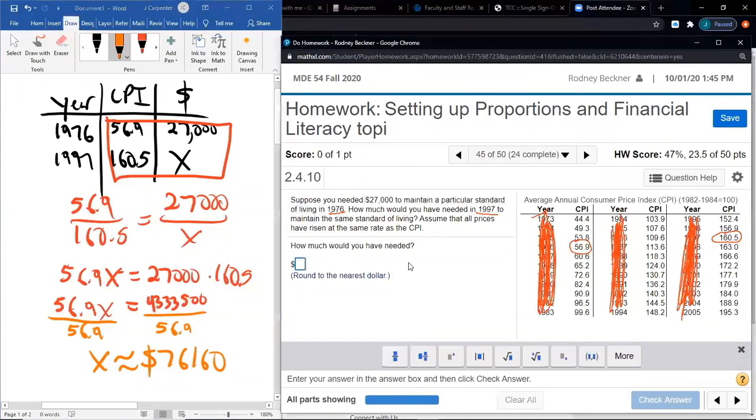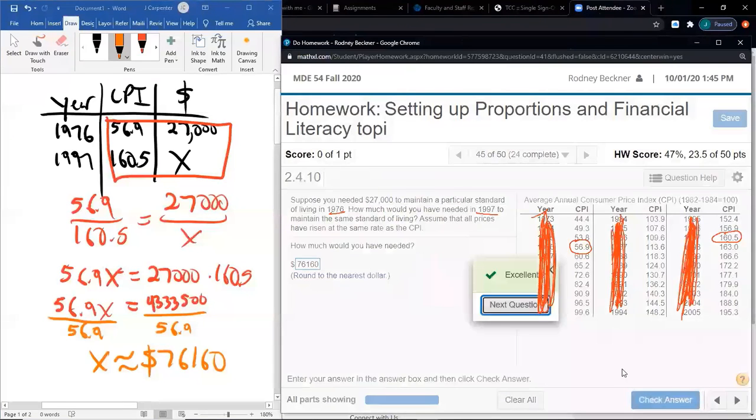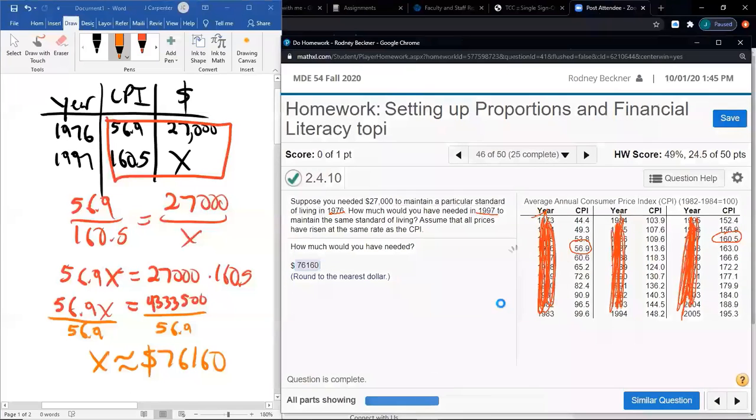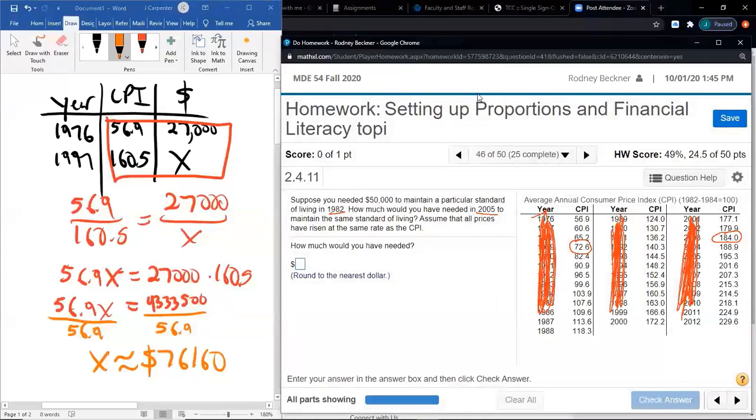All right, so we got 76,160. Let's make sure it's right. 76,160. And we got it right, thankfully. So let's try out another one. Let's clear the screen though. There we go. Okay.